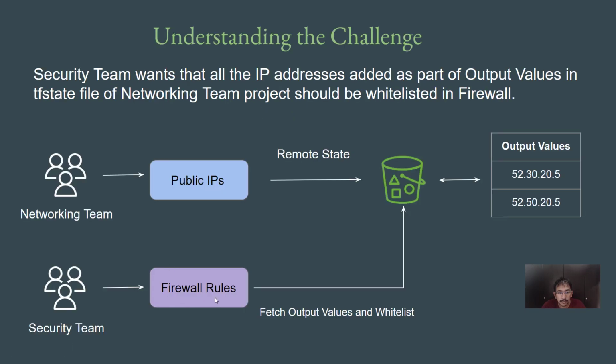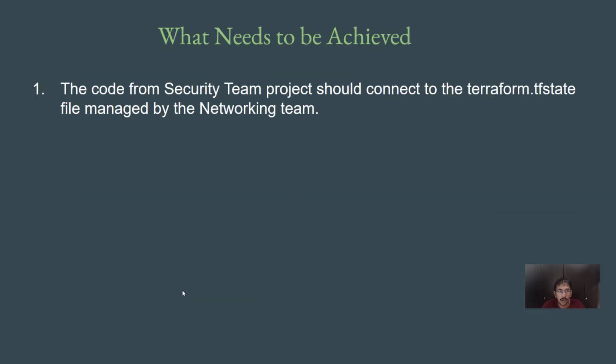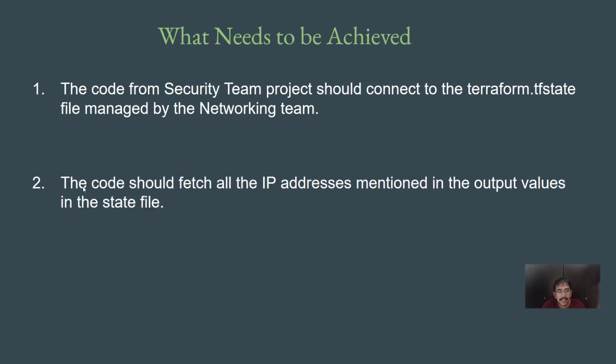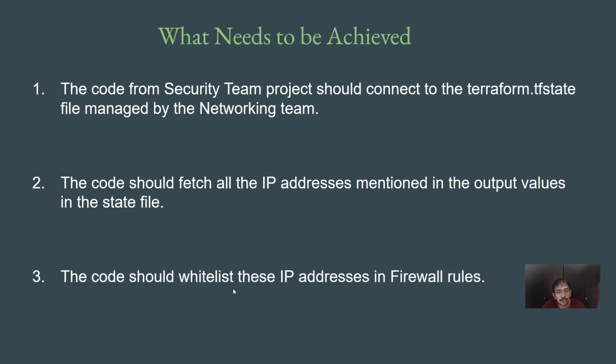Whatever Terraform code the security team is creating needs to have the appropriate access to the S3 bucket of the networking team, and needs to have logic where it can look into the tfstate file, fetch the specific output values from it, and whitelist them. So part one is to connect to the S3 bucket managed by the networking team. Second, the code should fetch all of the IP addresses that are part of the output values. And third, the code should be able to whitelist these IP addresses in firewall rules.